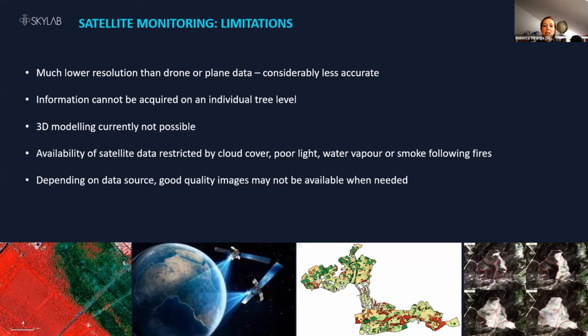The availability of satellite data is obviously restricted by cloud cover because it's above cloud level. Things like poor light, water vapor, or smoke following fires all impact the image quality. And depending on the data source, you may not be able to get good quality images when you actually need them.